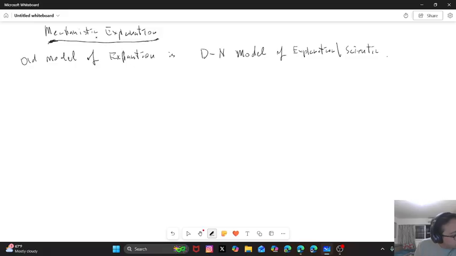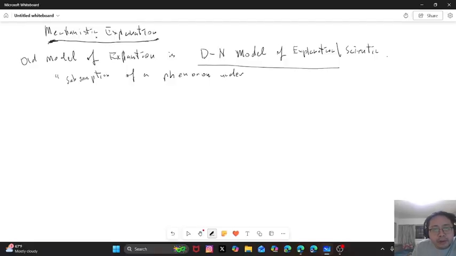The basic idea for this model is that you subsume a phenomenon under a general law. So the takeaway is subsumption of a phenomenon under a general law. There are two components of it. What do we mean by subsumption of a phenomenon? What do we mean by general law?